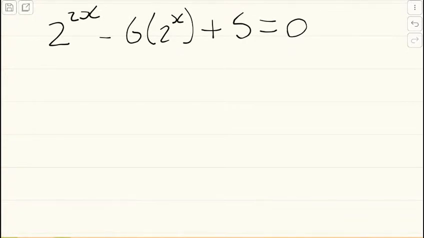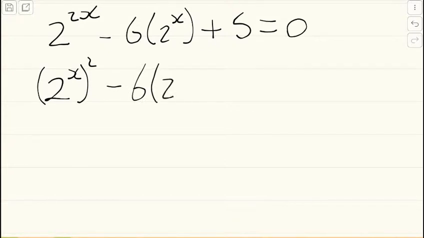Okay, so here's an example. 2 to the power of 2x minus 6 lots of 2 to the power of x plus 5 equals 0. If we look carefully here, I can rewrite the 2 to the power of 2x like this: (2 to the power of x) squared minus 6 lots of 2 to the power of x plus 5 equals 0. So again, this is just using index laws.